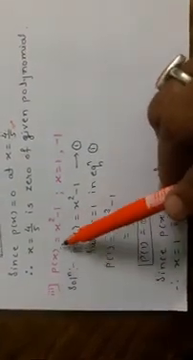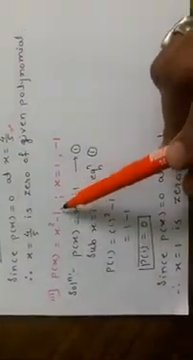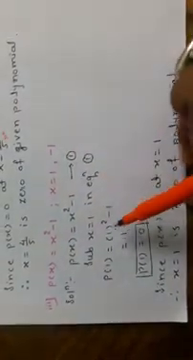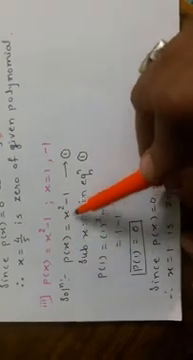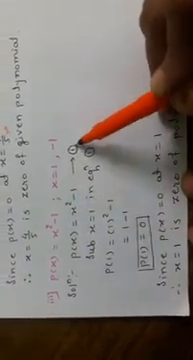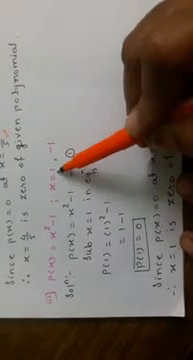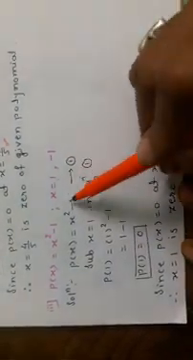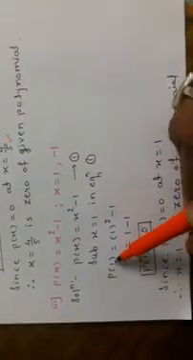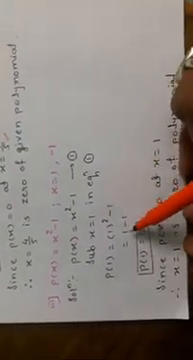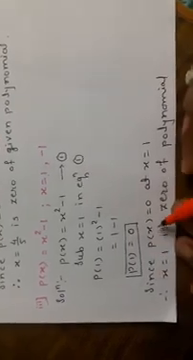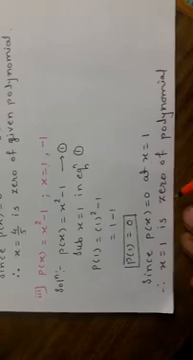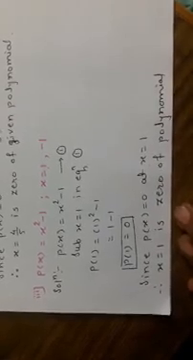Third is p of x equals x square minus 1, and the values of x are 1 and minus 1 also. So we will consider p of x equals x square minus 1. We will call this 1. First we will check x equals 1. Substituting x equals 1 in equation 1, p of 1 is equal to 1 square minus 1. 1 minus 1 is 0. Since p of x is equal to 0 at x equals 1, therefore x equals 1 is a zero of the polynomial.